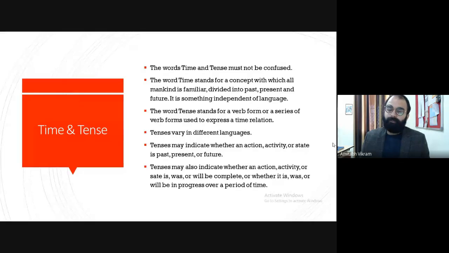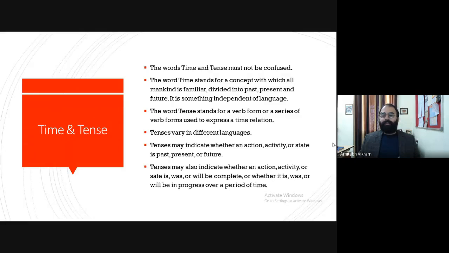The word tense stands for a verb form or a series of verb forms used to express a time relation. In most languages we use tense to represent time, and the grammatical element with which we represent tense is the verb and verb form. When we say verb form, it includes the simple verb, which is only one verb form, sometimes auxiliary verbs, modal verbs, and sometimes a complex verb, a combination of auxiliary, main verb, and modal auxiliary. But largely all these grammatical expressions fall under verb.